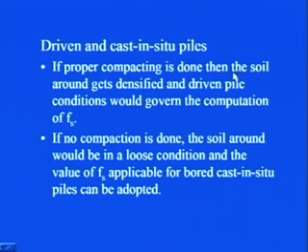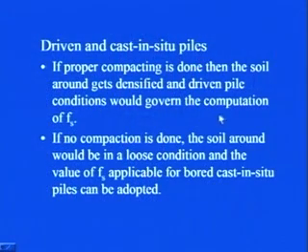Two cases can be there. In one case the proper concreting has been done, in another case the proper compaction during concreting has not been done. In case proper compaction is done, then the soil around gets densified and the driven pile condition would govern the computation of Fs. When you drive the pile, due to the mechanical hammering or driving procedure, the soil around that particular pile gets compacted. So, if the compaction of the concrete has been done properly, exactly the same situation arises in this case, and that is why the driven pile condition will govern the computation of Fs. In case no compaction is done, the soil around would be in a loose condition and the value of Fs applicable for bored cast in situ piles can be adopted.